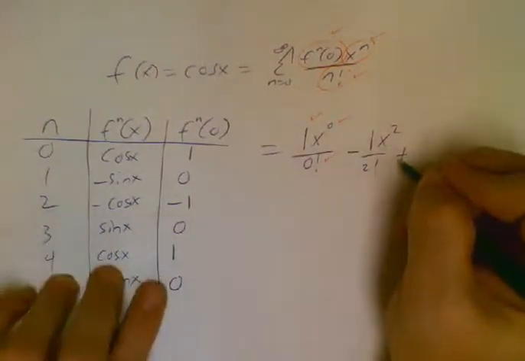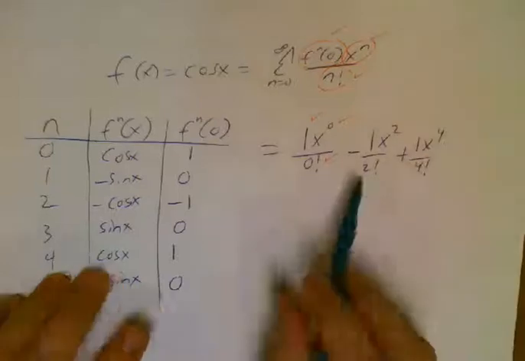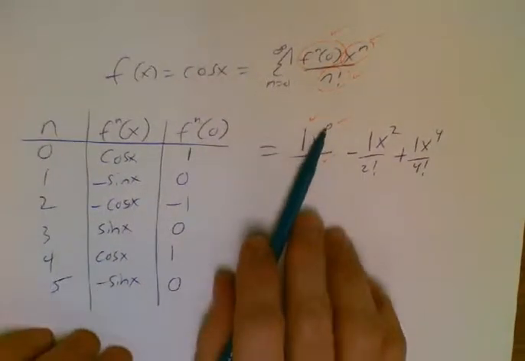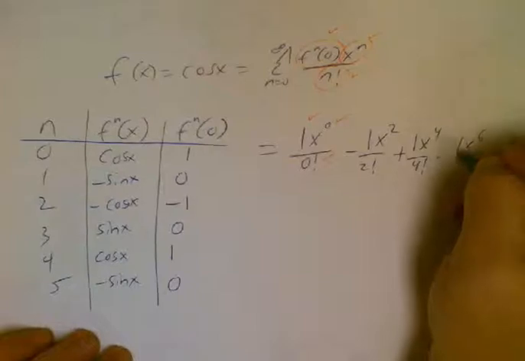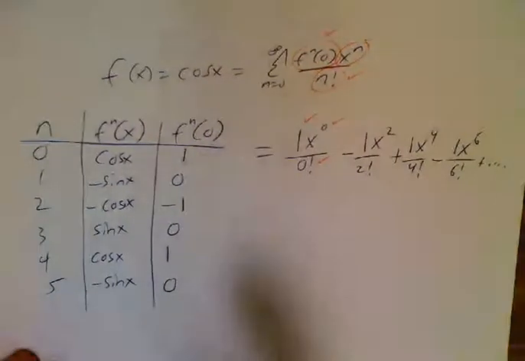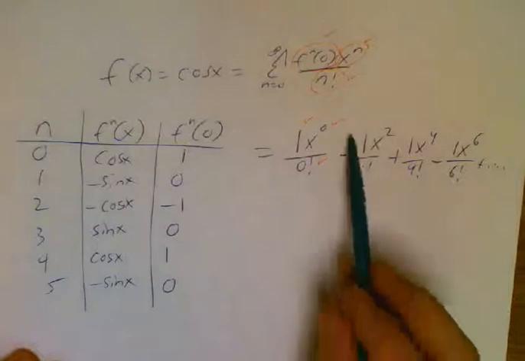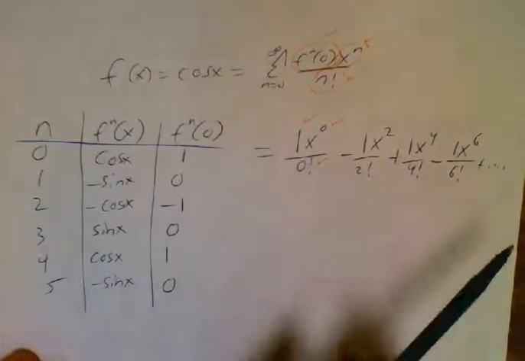Okay? So I skipped the 0 term, and now I'm negative 1 x to the 2 over 2 factorial, plus, skip a term here, 1 x to the 4 over 4 factorial, and you start to see the pattern now. 0, 2, 4, the next one's got to be 6, 1 x to the 6 over 6 factorial, etc., etc. So it's exactly like sine x, except the powers and the factorials are even instead of odd. And I'm starting at 1 instead of 1x.